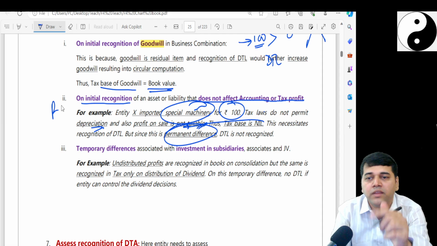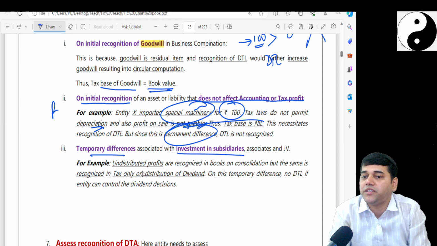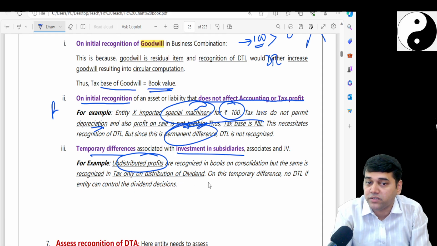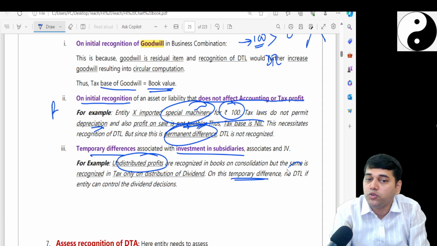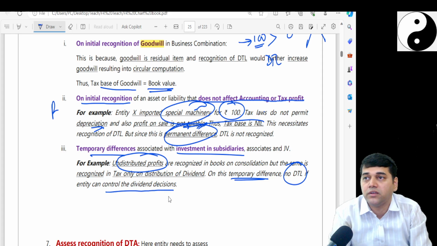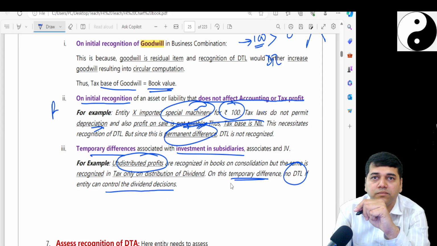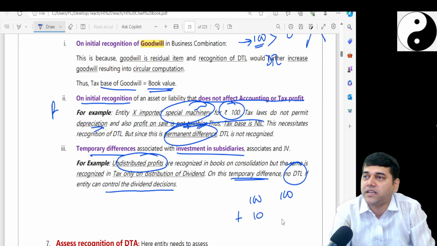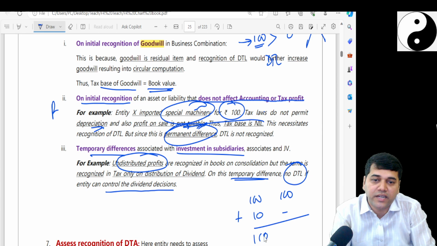This is all theoretical. And the third is temporary difference with the investment in subsidiaries. Like you have got undistributed profits. If you can control the dividend policies, there is a temporary difference, but you don't recognize deferred tax liability if you can control the dividend decision policy. Because we discussed investment in associate. There was one temporary difference, no? Because 100 rupees was the base value. You add share of profit 10, but they didn't recognize it. So you said 110 and 100 rupees. You say now I will recognize deferred tax asset or liability. Deferred tax liability. Why? Because carrying amount is greater than the tax base.